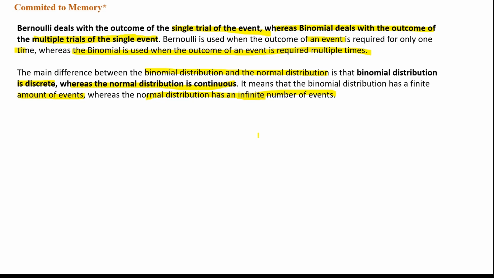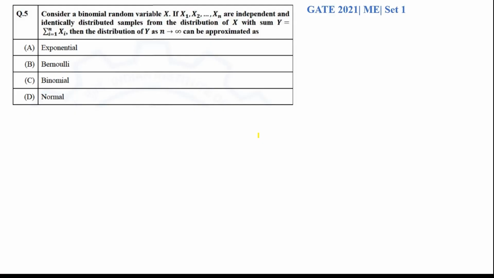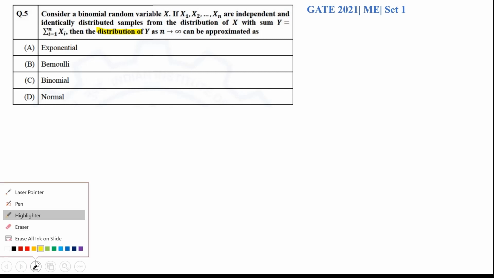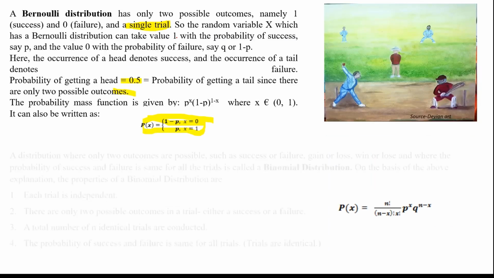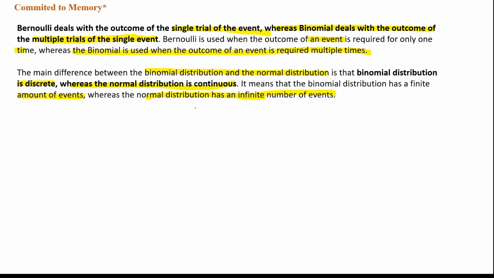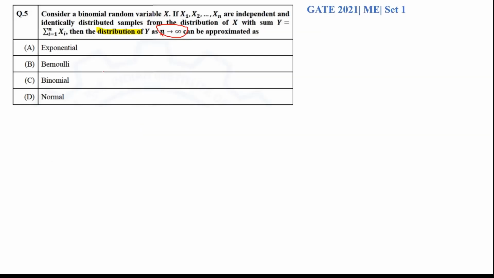So now let's go back to the question they have asked. Here he is asking for the distribution of y as n tends to infinity. In this case, infinity means an infinite number of trials. We have seen that for an infinite number of events, the distribution we use is the normal distribution, right? So according to that, which is the correct answer? Normal distribution is the correct answer.